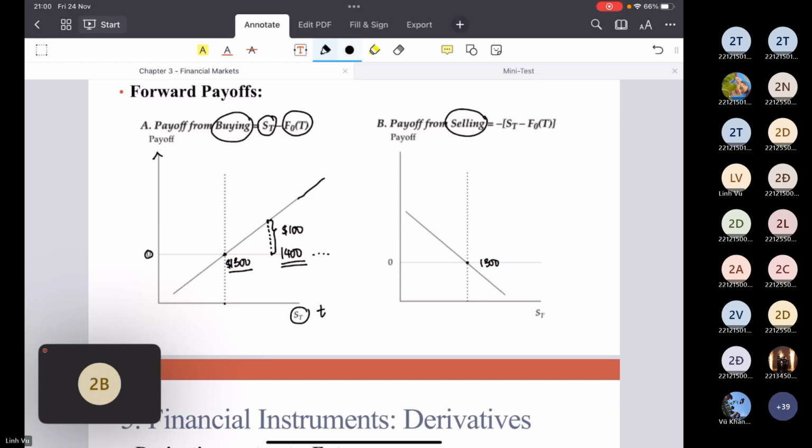Okay, so the higher the spot price, the higher the profit to the buyer of the underlying asset. So if you connect the dots, you can see that it would be an upward line like this.